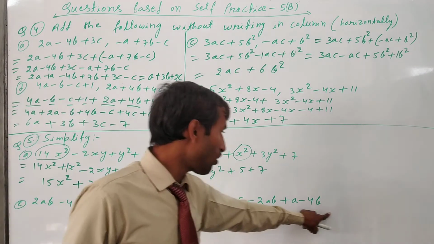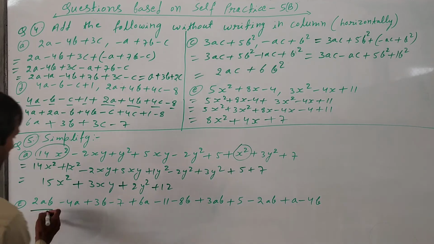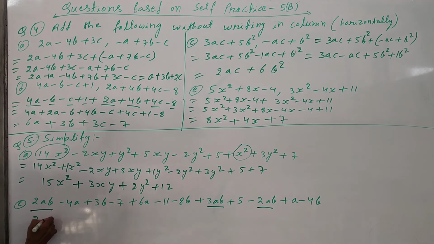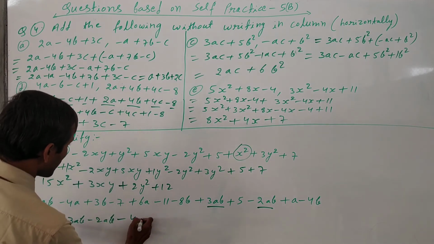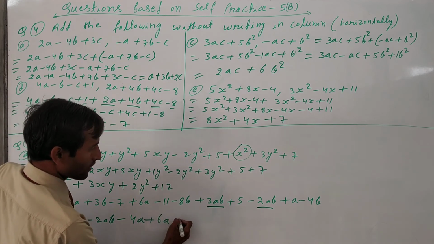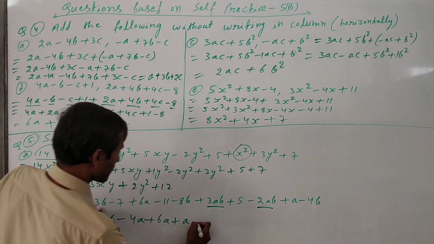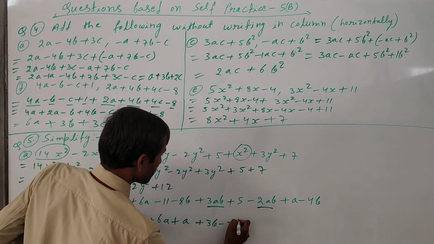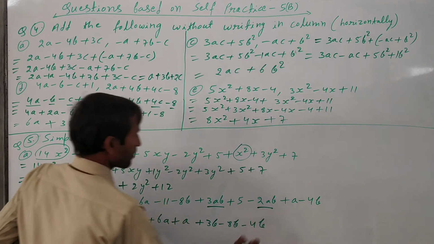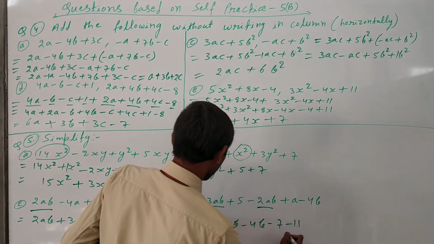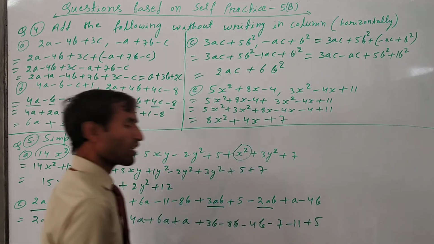Next one we will solve this one. 2ab, this one is 2ab and then 3ab minus 2ab. So we will arrange here 2ab plus 3ab minus 2ab. Now after that minus 4a plus 6a and then plus a. Okay, now 3b plus 3b minus 8b minus 4b. Now constant value is there, minus 7 minus 11 plus 5. So we will write down like this.